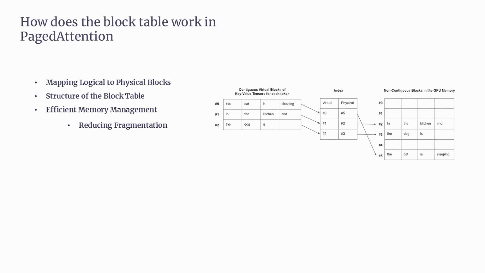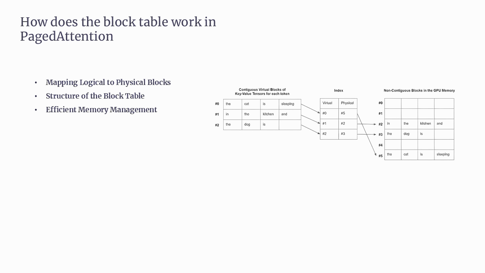2. Optimized access. During the attention computation phase, PagedAttention uses the block table to quickly find the right KV blocks it needs. Instead of loading entire sequences into memory, it can directly access only the necessary blocks. This speeds up the process and ensures that memory isn't wasted by loading unnecessary data.